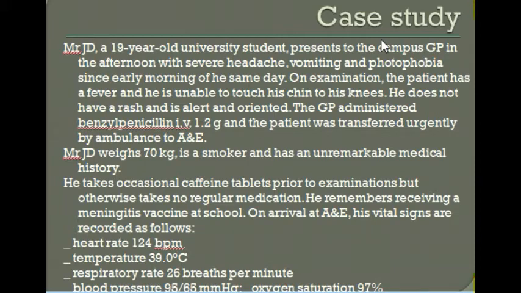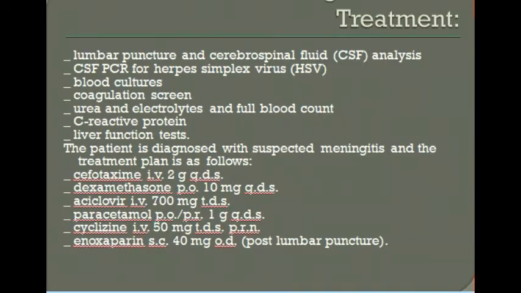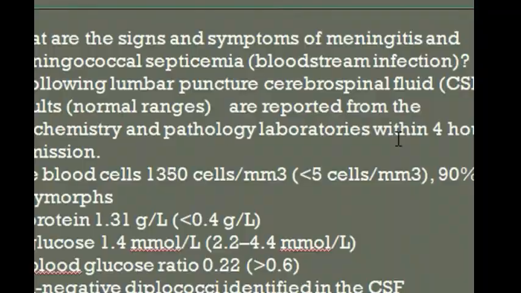Heart rate was 124 beats per minute, which is very high. Temperature is elevated. Respiratory rate is also elevated, and blood pressure is low, and oxygen saturation was found normal. Now there are some questions which have to be answered.